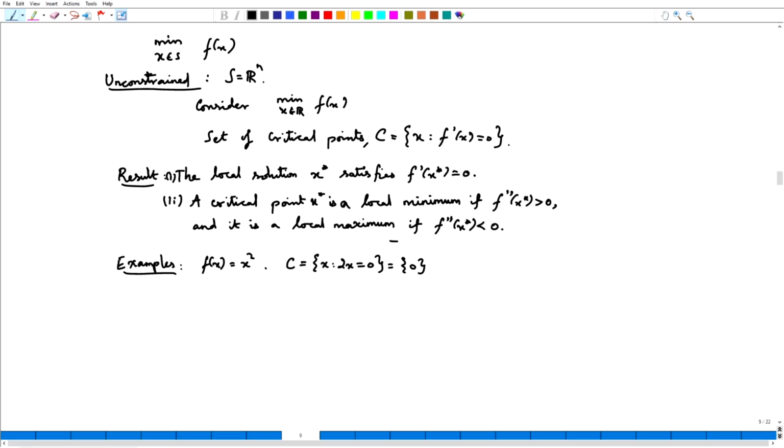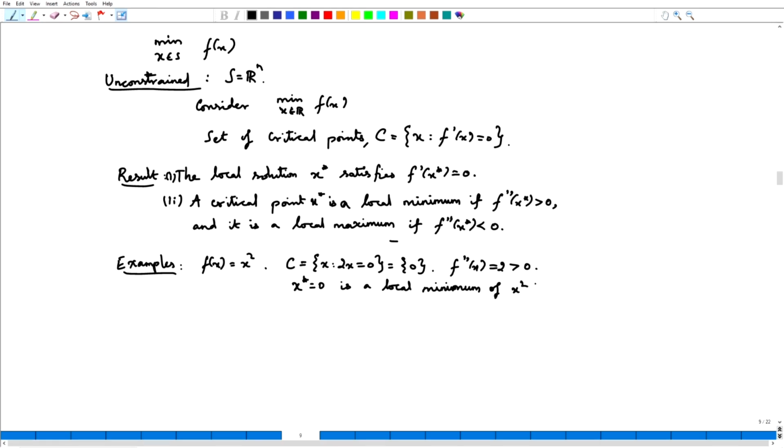Okay. And now when you look at whether this particular critical point is a local minimum or a local maximum or neither, you can see that f double dash of x equal to 2, which is greater than 0, right. So, this implies that x star equal to 0 is a local minimum of x squared.